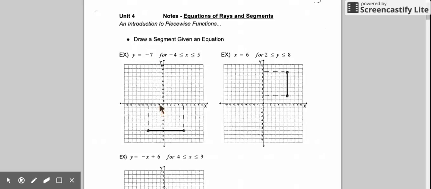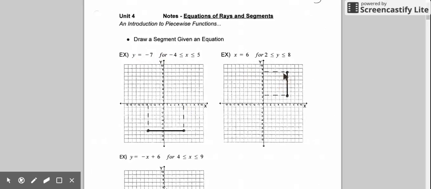So I can plug in any of these values on the x-axis into my function, and I will always get -7. It's a constant function or a horizontal line. But I can't plug in anything more negative than -4 or more positive than +5. That does not exist in this graph.